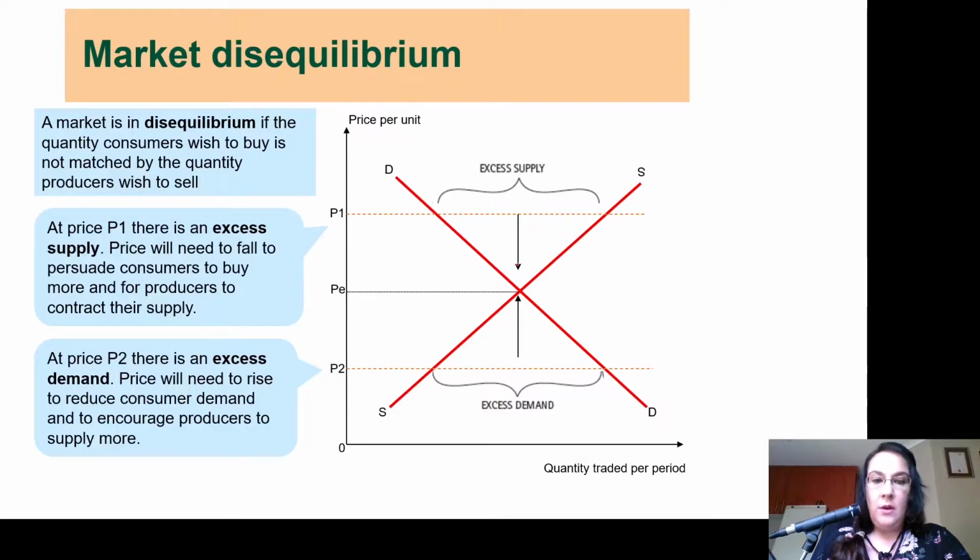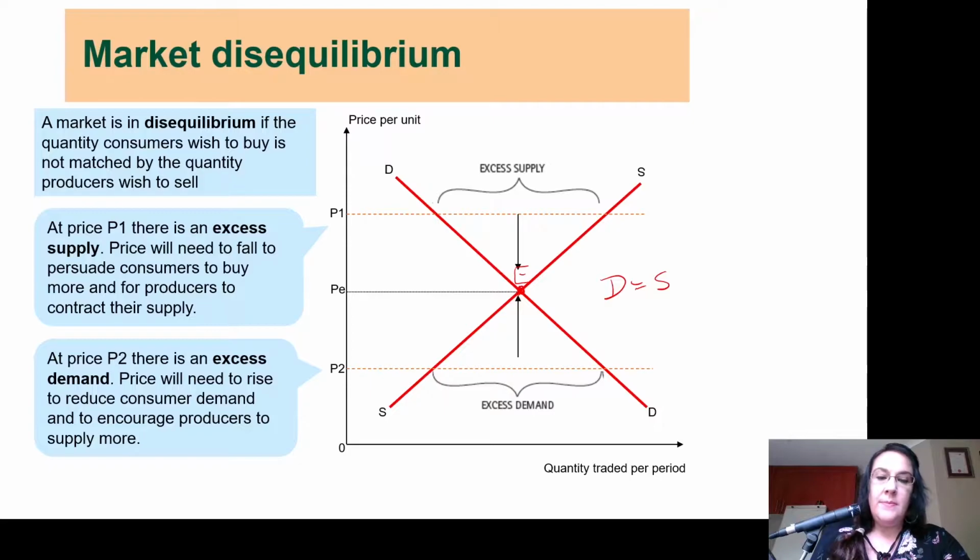Looking at this graph, again we have a demand curve and a supply curve. Where the two intersect, we call that the equilibrium point, as I showed you on the previous graph, and that's the only point where demand equals supply. So the quantity demanded is the same as the quantity supplied at that point.